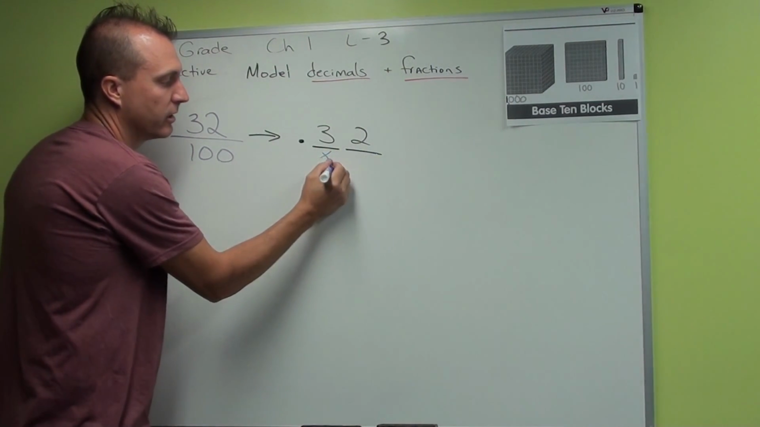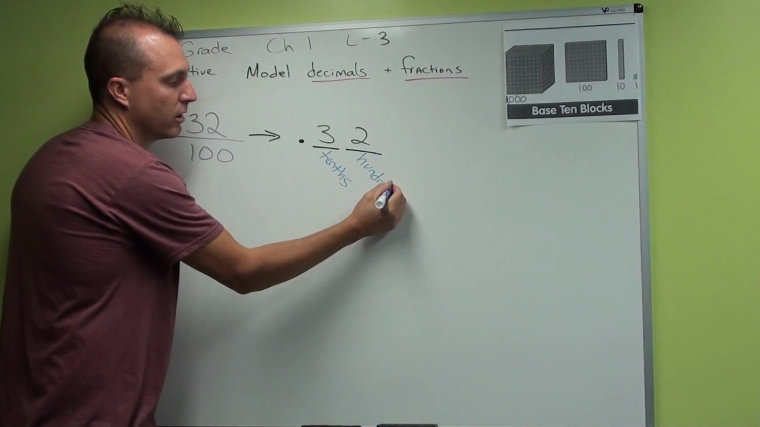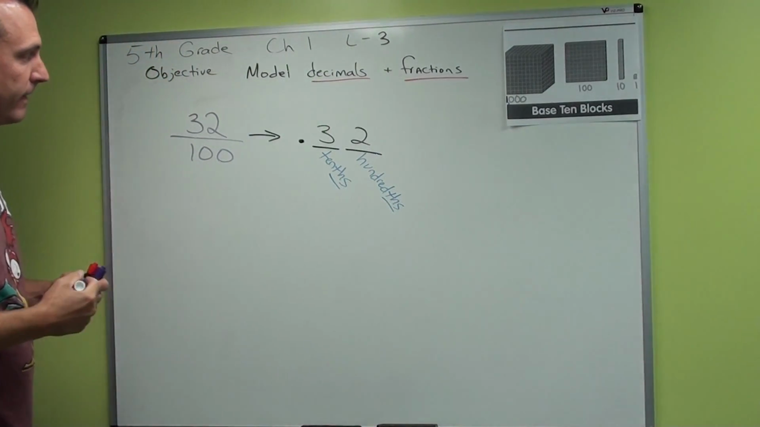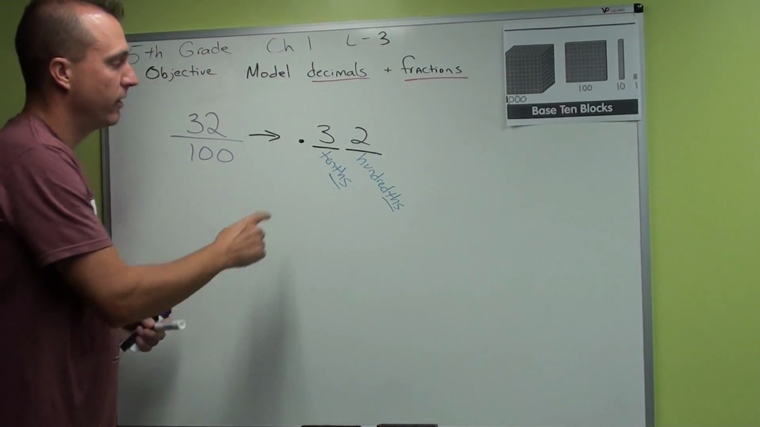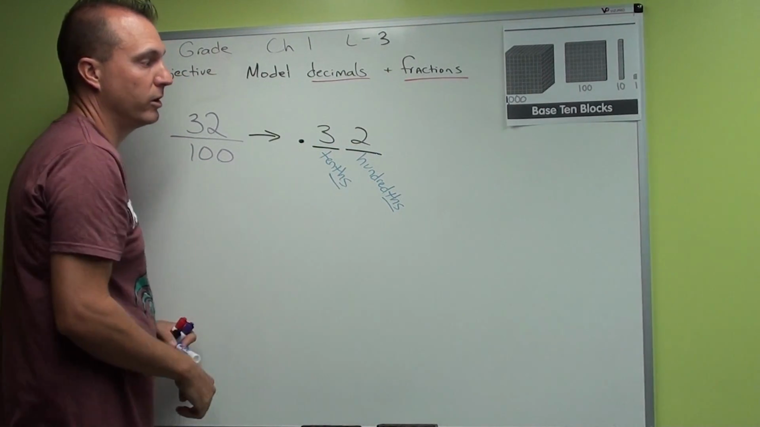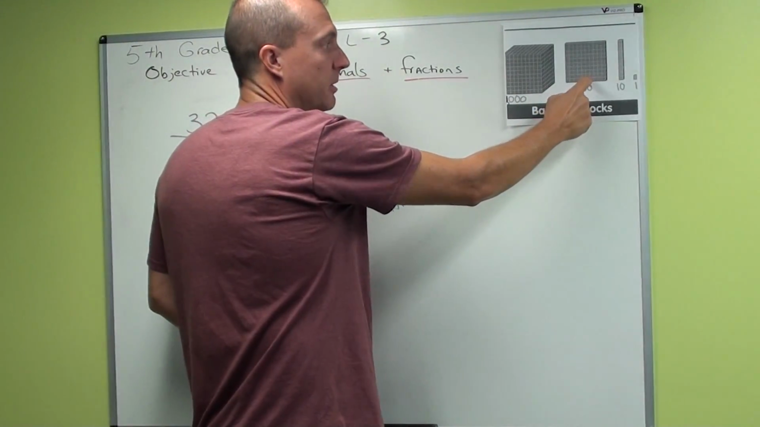This is our tenths. This is our hundredths. Alright, so now we have 32 hundredths. 32 hundredths. So that means we're going out of 100. So we have to use this block up here.